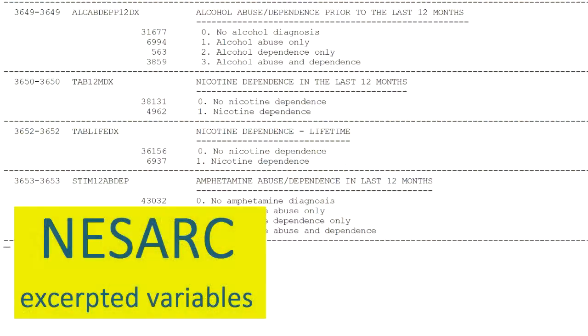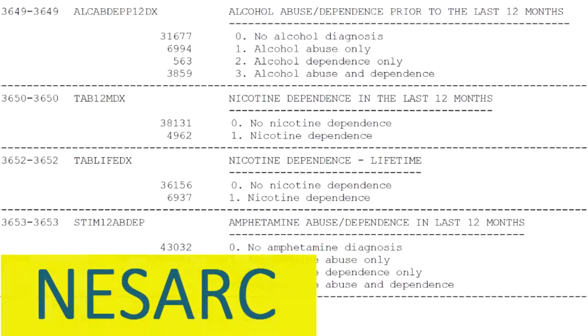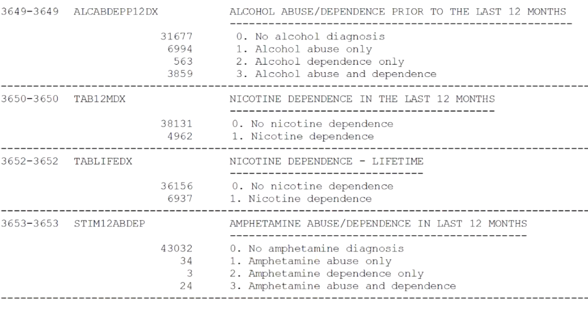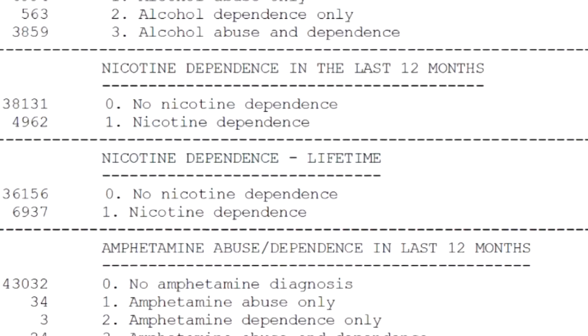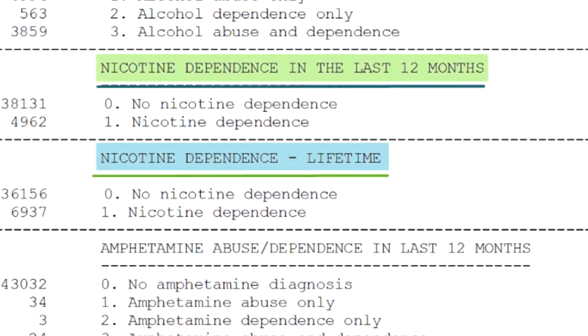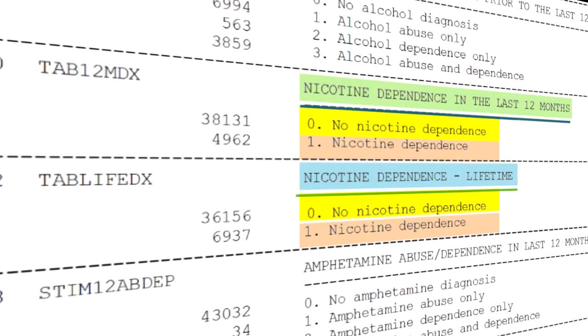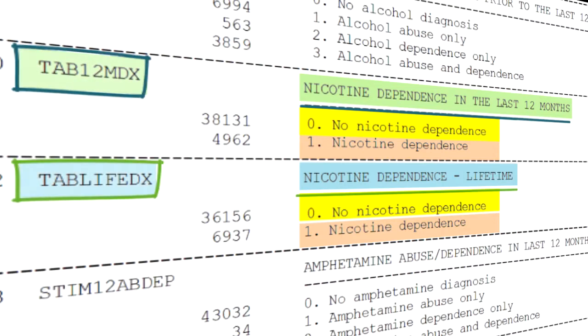Our example comes from the NESARC dataset and our chosen topic is nicotine dependence. There are several variables related to nicotine dependence, and we can see two here: lifetime nicotine dependence and nicotine dependence in the past 12 months. A value of 0 for each of these variables indicates no nicotine dependence, and a value of 1 indicates the presence of nicotine dependence. The names of these variables are tab12mdx and tablifedx. We'll use these variable names when we begin to work with the data.